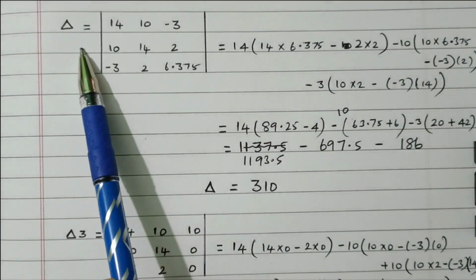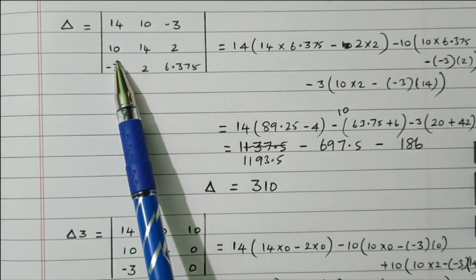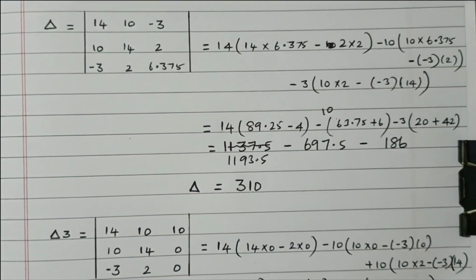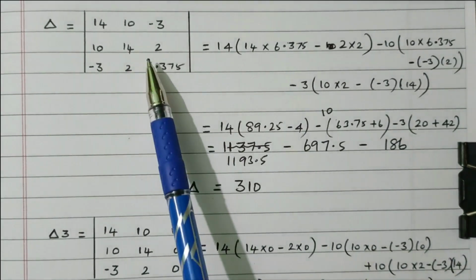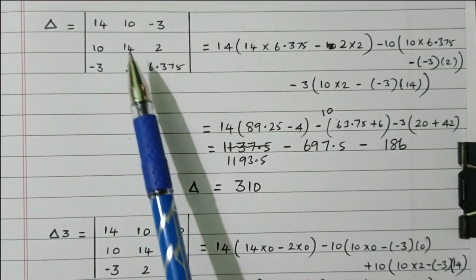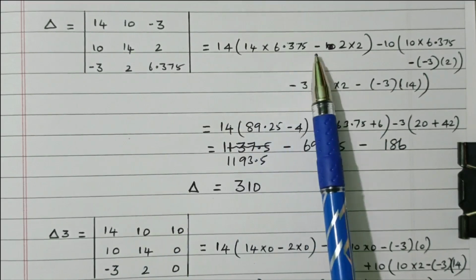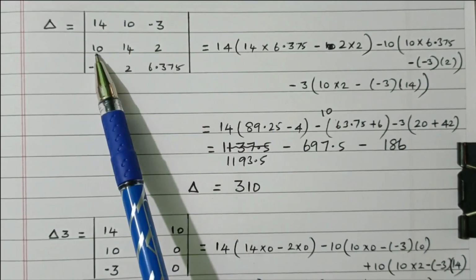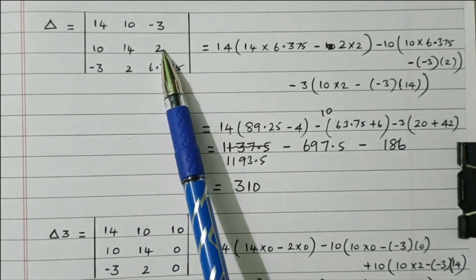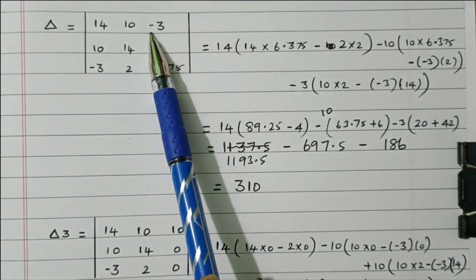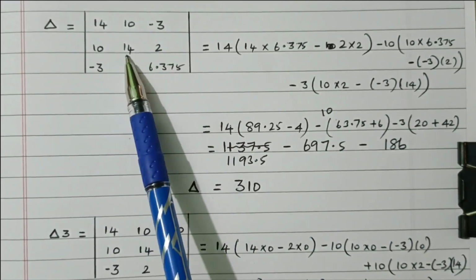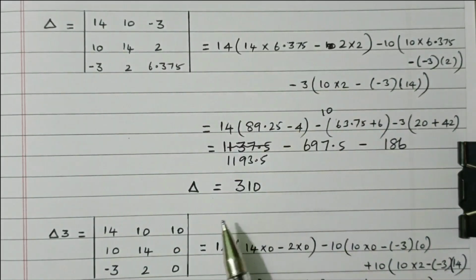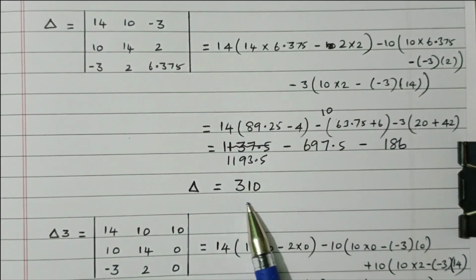So this is the delta value: 14, 10, minus 3; 10, 14, 2; minus 3, 2, 6.375. Right. Now we need to find the determinant. 14 into (6.375 minus 2 into 2), minus 10 into (10 into 6.375 minus 2 into minus 3), then minus 3 into (10 into 2 minus 14 into minus 3), right? So this determinant expression is written. After simplification we got 310, the delta value is 310, right?